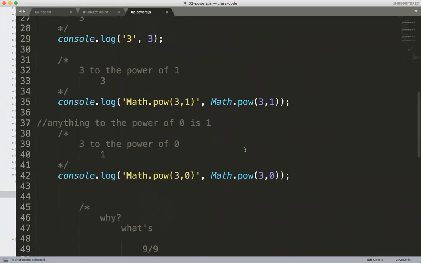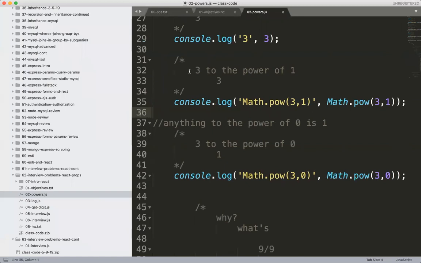Yeah. So the most important thing to take away from this is 3 to the power of 0 is what? 1, right? What about 10 to the power of 0? 1, right? What about 100 to the power of 1? 100. Okay, so just keep that in mind moving forward. Okay, so now we're going to go into the next file.